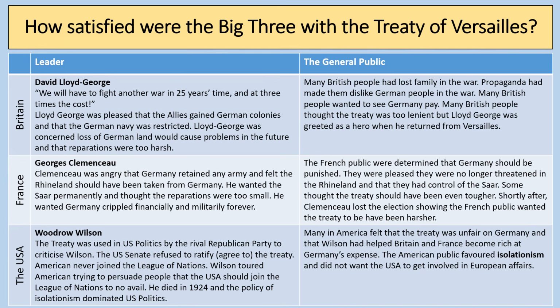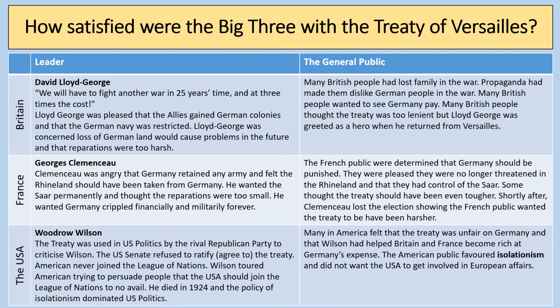So by the 1930s, there was very much a sense the treaty had been too harsh. Now, in terms of France, Georges Clemenceau was pretty angry about the treaty. He was angry that Germany retained 100,000 soldiers. He felt the Rhineland should have been taken from Germany. He wanted the Saarland permanently and felt the reparations agreed would be too small. So he basically had wanted Germany crippled financially and militarily forever, and that didn't happen. So he was pretty upset about it.